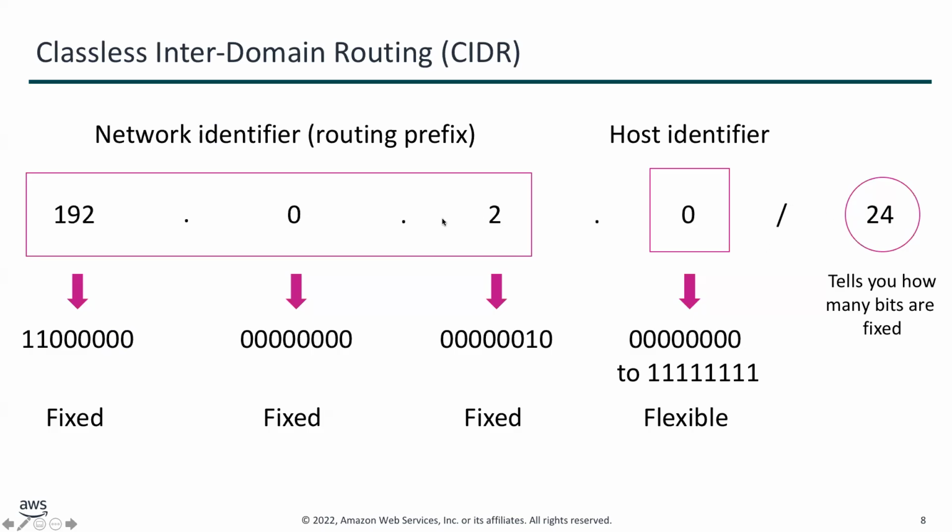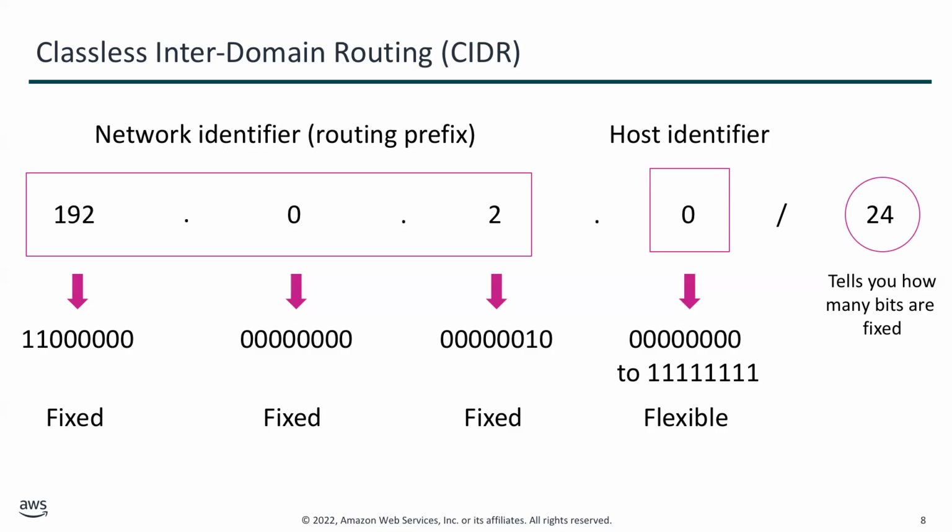Then it adds a slash and then a number. For example, 192.0.2.0 slash 24, or any other number. What does this mean? After the slash, you will have a number; in this case, we have 24. This means that 24 bits are fixed. Out of the 32-bit address, 24 bits are fixed and are the routing prefix, or network identifier. So this identifies which network we are working on.